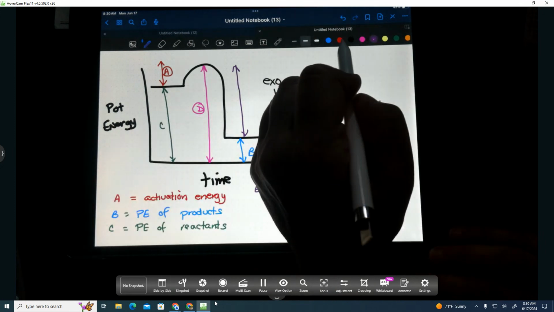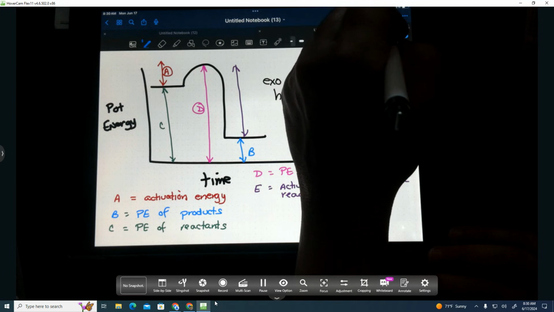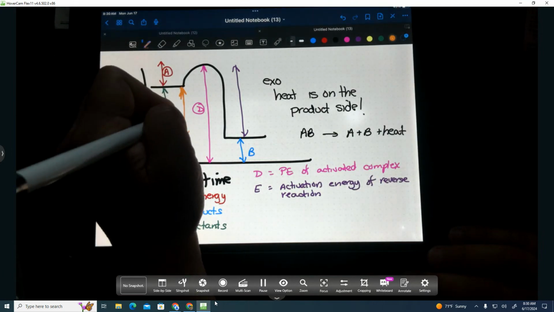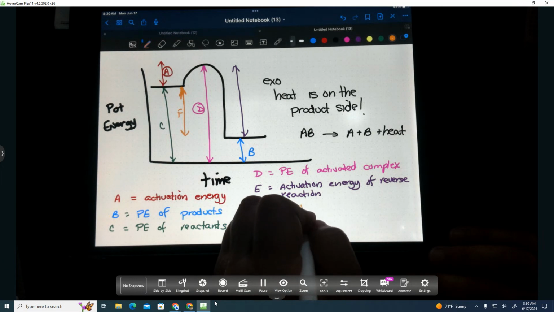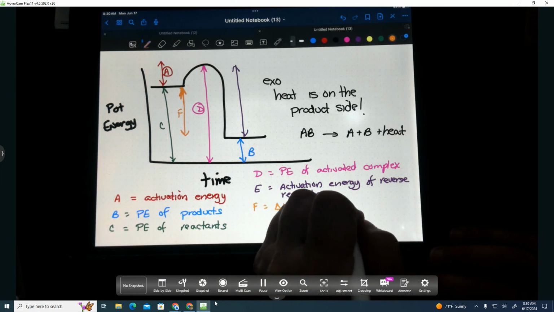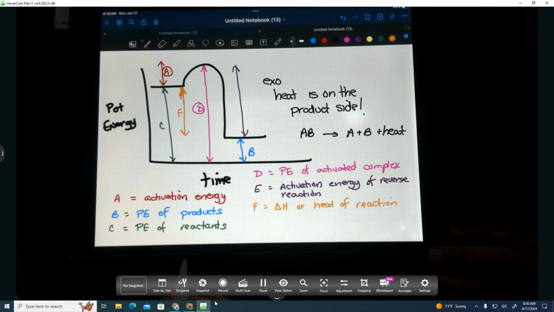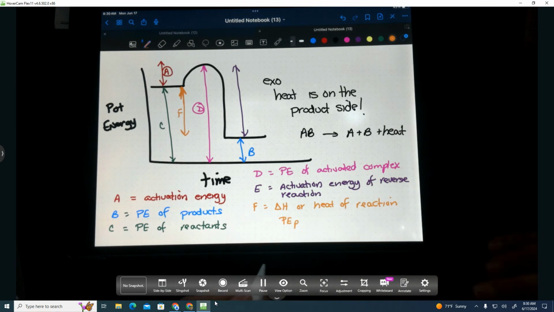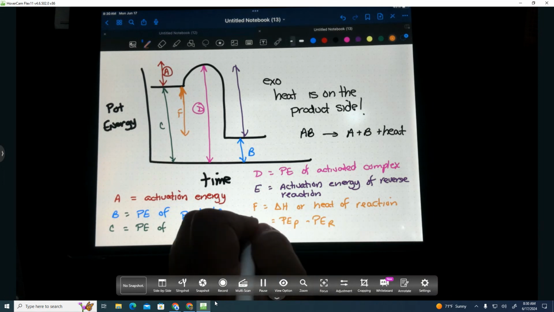And then finally, I'll do it in red. Did I do blue already? Orange, here. This one right here in the middle, which I'm going to make F, is the delta H, or heat of reaction. That delta H, which is heat of reaction, is the potential energy of the products minus the potential energy of the reactants.